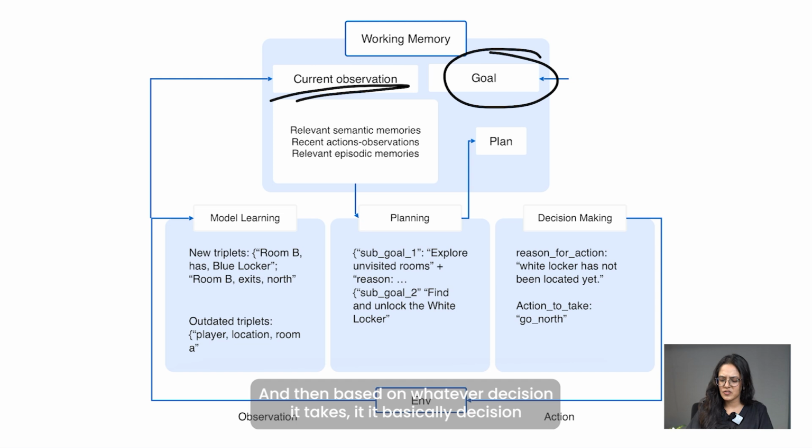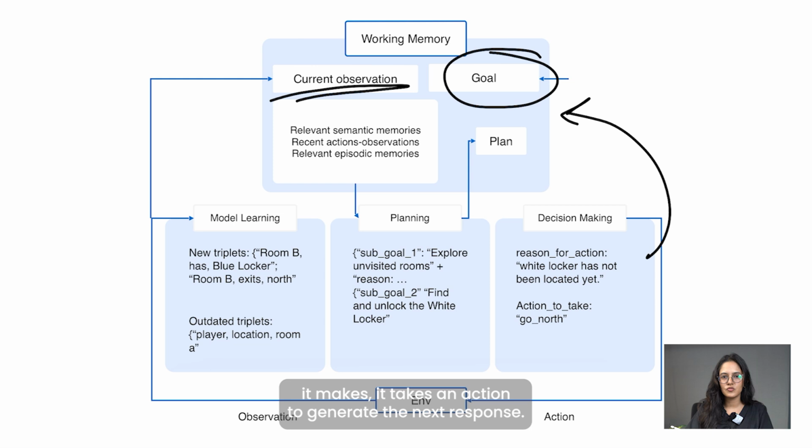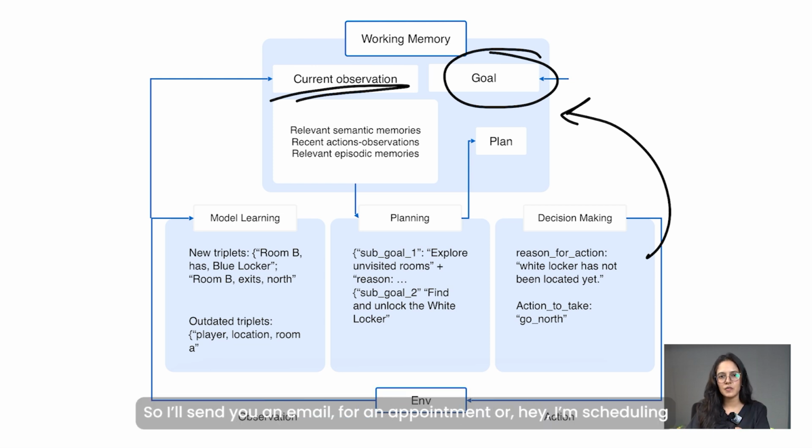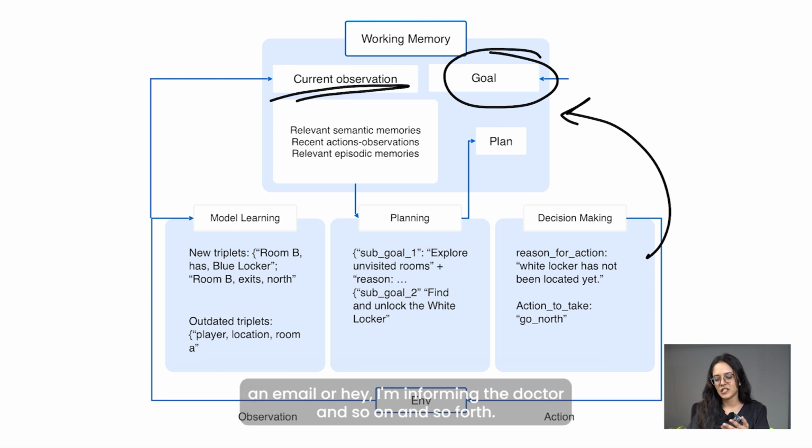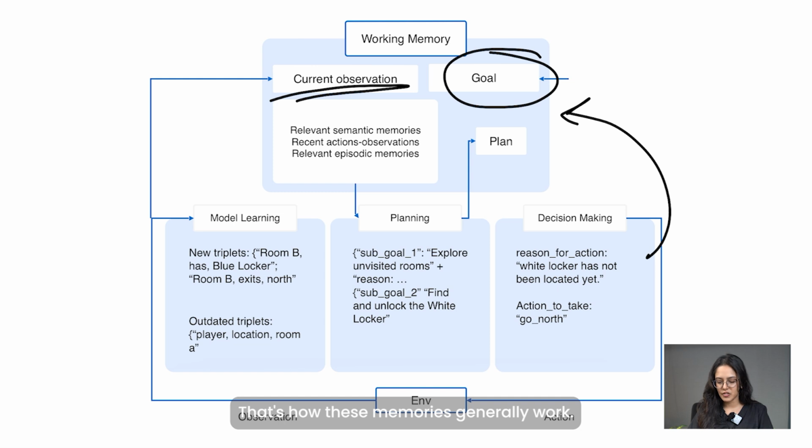And then based on whatever decision it takes, it takes an action to generate the next response. And that next response could be, hey, I'll send you an email for your appointment, or I'm scheduling an email, or I'm informing the doctor, and so on and so forth. So that's how these memories generally work.